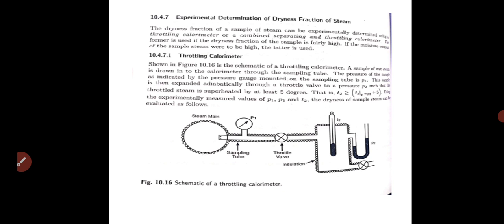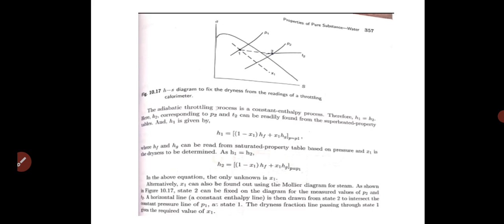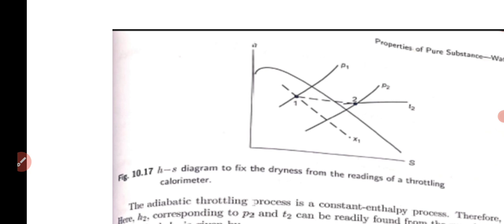So here we have measured P1, that is the initial pressure. Then P2 is the pressure after throttling, and T2 is the temperature after throttling. So these three values we have got. Now we shall see the diagram, the enthalpy entropy diagram. This is known as the HS diagram or enthalpy entropy diagram.